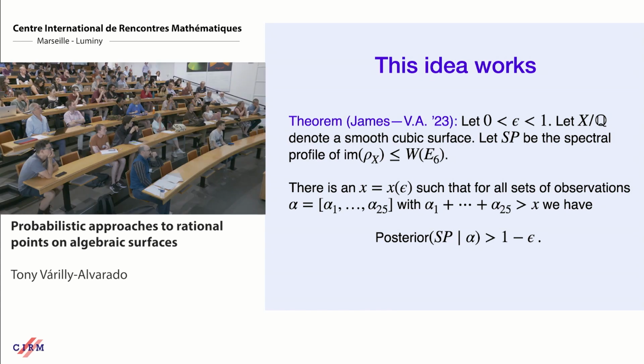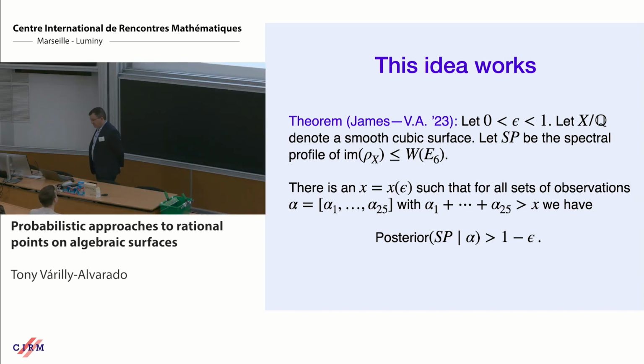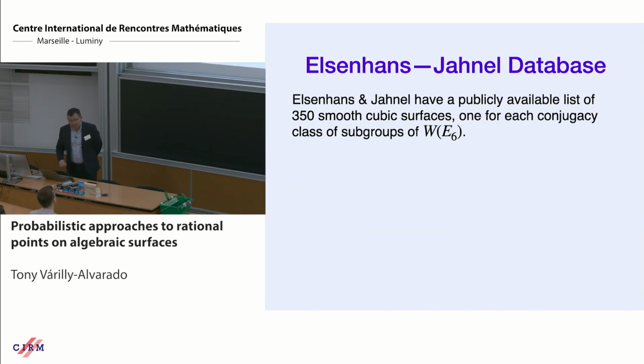Right, I guess I was doing the former. So I should talk to you about this then. Right. Good, so I want to do a little Magma demo, but just before I do that, I want to show you that. So Elsenhans and Jahnel have this database of 350 cubic surfaces, one for each of these conjugacy classes of subgroups. So we have this nice ripe database on which we can test all of these ideas.